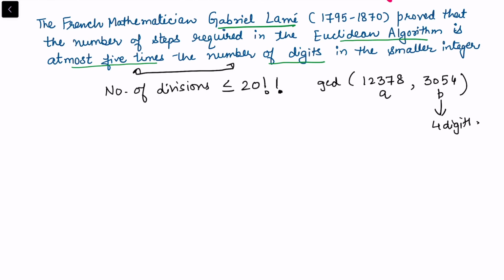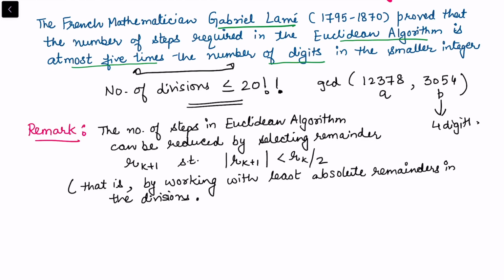And in my previous example, we have seen that we have only 6 division steps. But the question is how to reduce this computation time. And the number of steps in Euclidean algorithm can be reduced by selecting the remainder r_{k+1} such that the absolute value of r_{k+1} is strictly less than r_k by 2. Or by working with the least absolute remainder in the division.